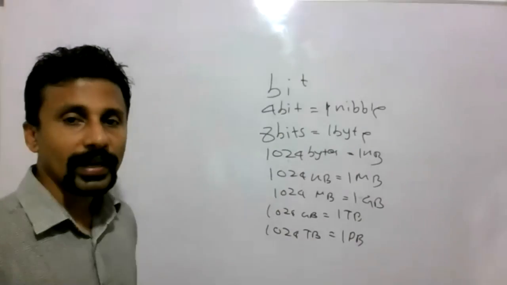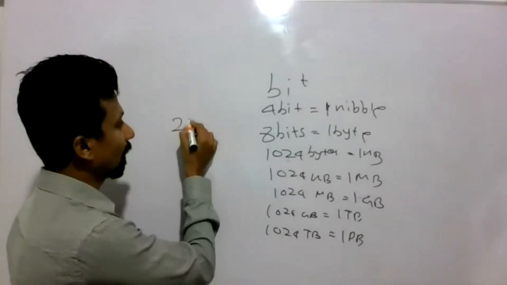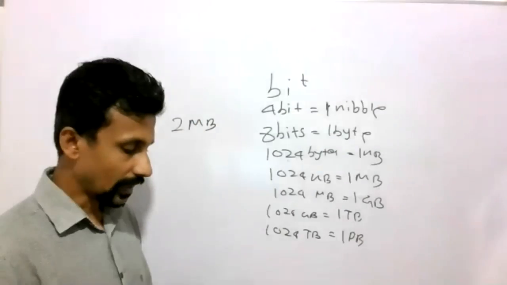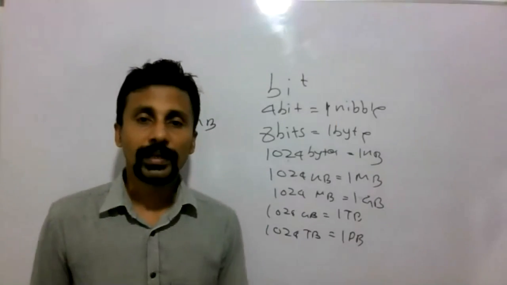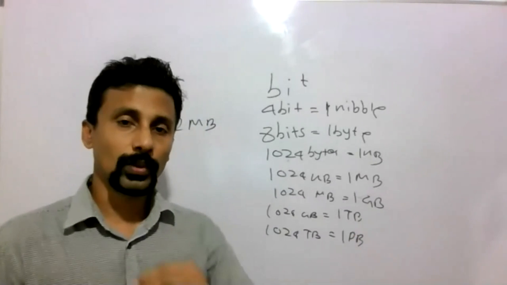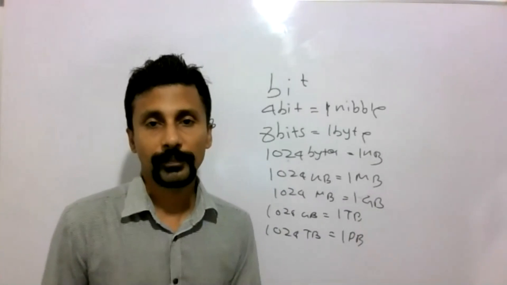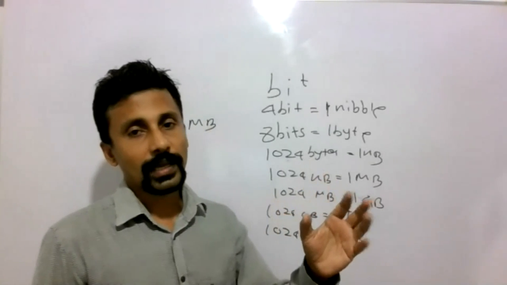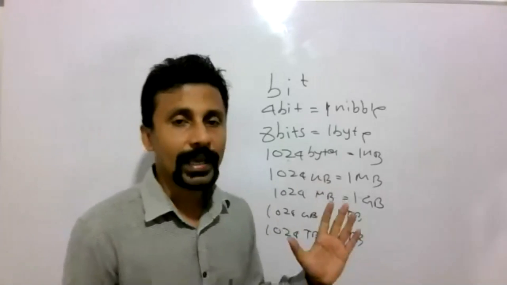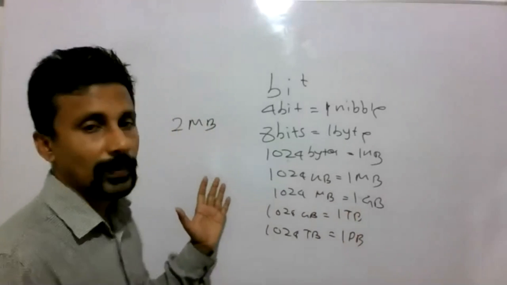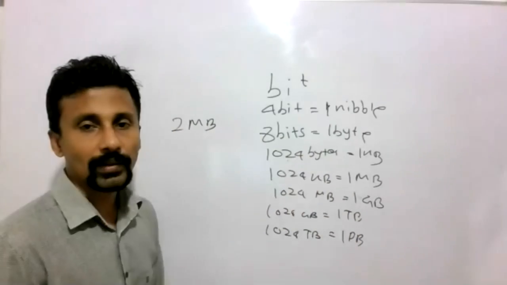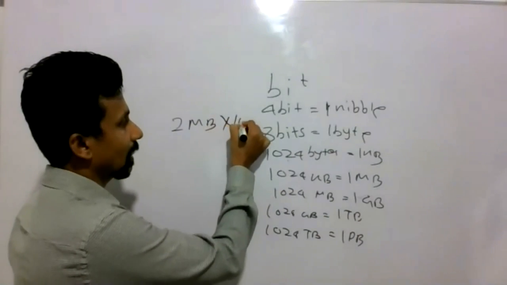Now sometimes you are getting a question like this, asking 2 megabyte, how many kilobyte? If you get a length in meters and are asked to convert it to centimeters, we have to multiply. If you get centimeters and are asked to convert to meters, you have to divide. Same theory you have to apply here. Now megabyte, I want to make it to kilobyte.